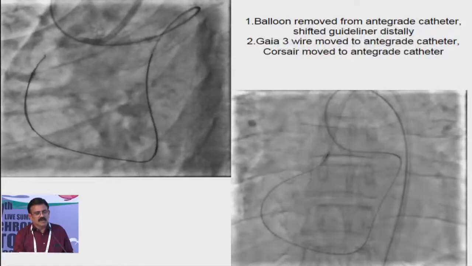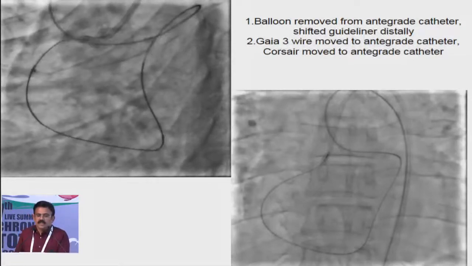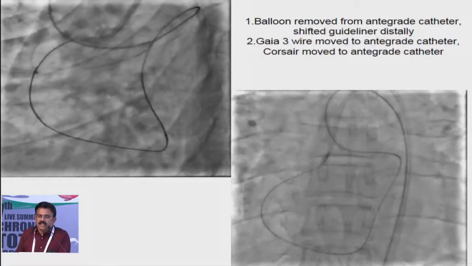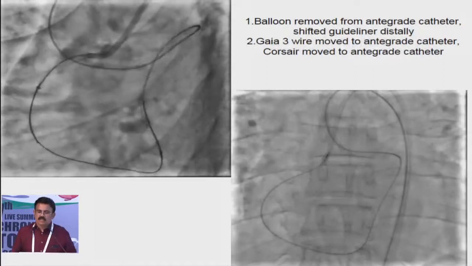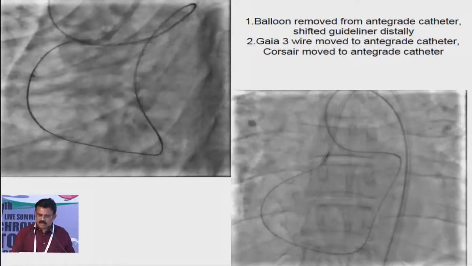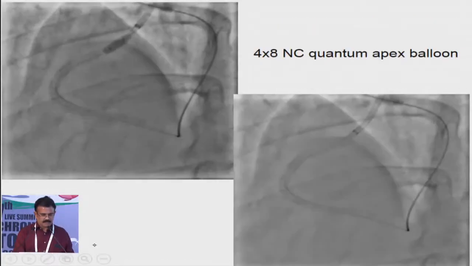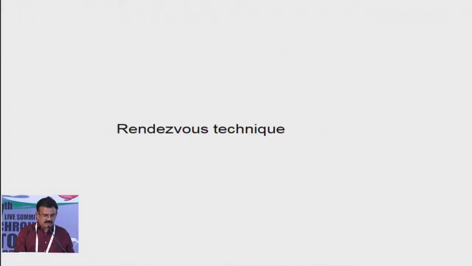So now the wire is pushed inside into the guide liner. The balloon is removed from the antegrade catheter, shifted antegrade wire, guide liner distally, Gaia third wire moved into the antegrade catheter, then Corsair moved into the antegrade catheter, and this is the final externalization. This is actually the final result. We get a very good result.